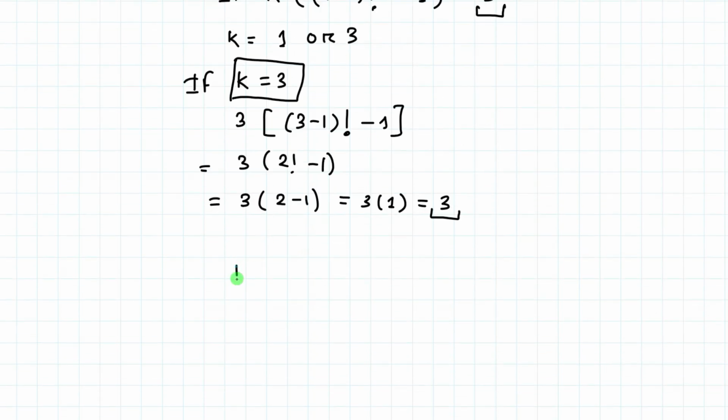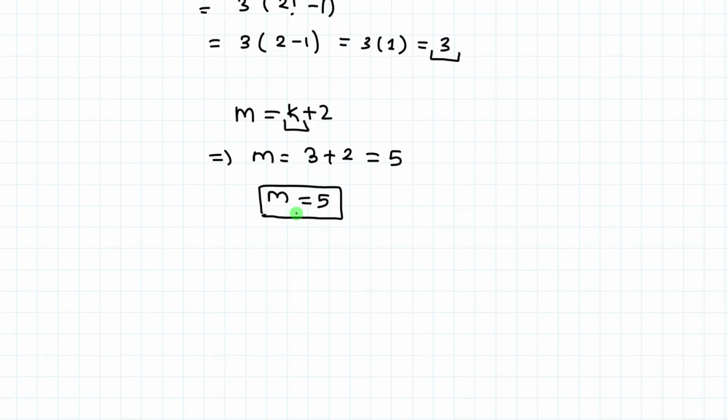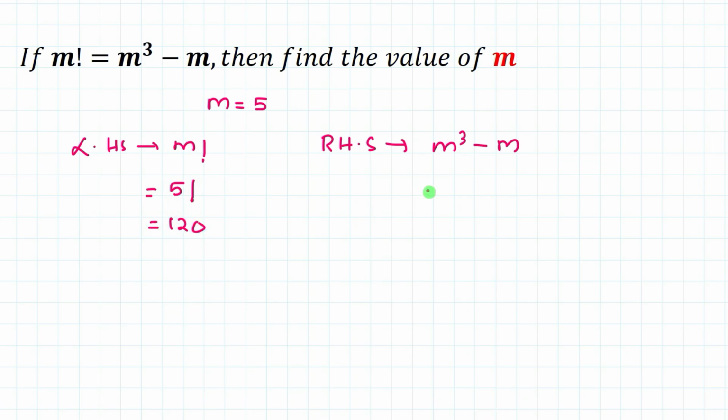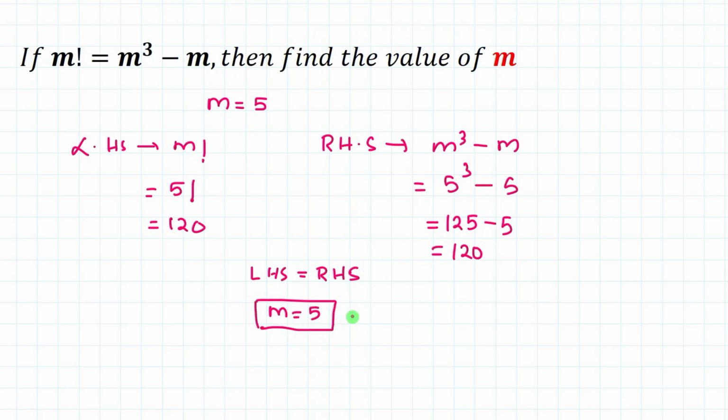Before, we assumed that m equals k plus 2, so let's put the value of k here. m equals 3 plus 2, which equals 5. We are getting m equals 5. Now let's check whether m equals 5 satisfies our main equation. On the left hand side we have m factorial, and on the right hand side we have m cube minus m. Here we are getting 5 factorial, which equals 120, and on the right hand side we have 5 cube minus 5. We know that 5 cube is 125, minus 5, so here we are also getting 120. So the left hand side equals the right hand side. So m equals 5 satisfies the given equation, and this is our correct answer.